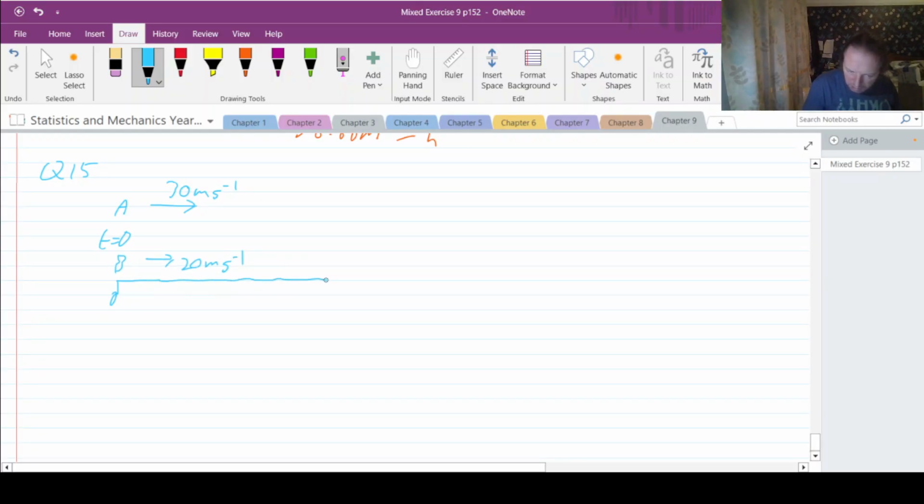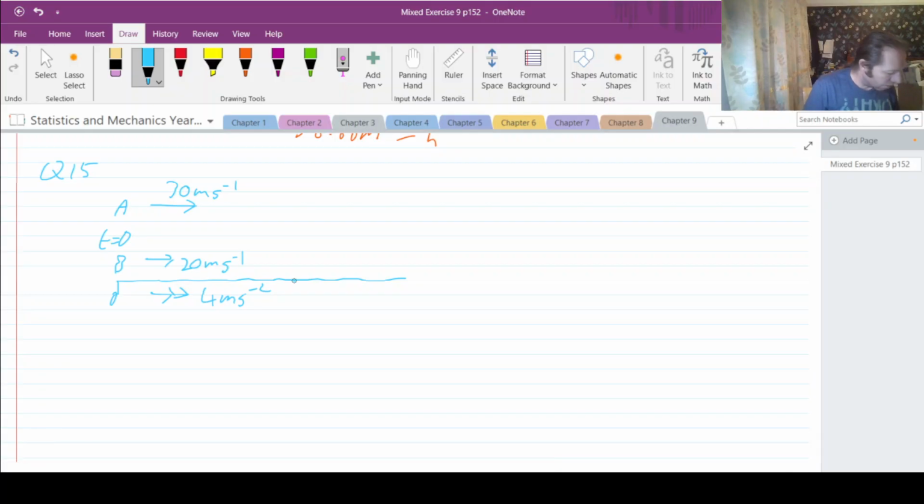Presumably we're going down here, and B has a constant acceleration of 4 meters a second squared. And this one is also doing an acceleration of 4 meters a second squared. Okay. Find the speed of B when it has traveled 78 meters from O.